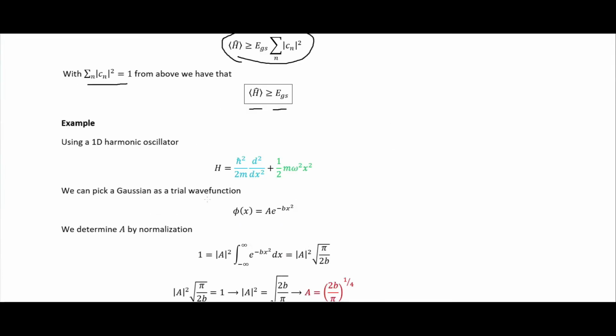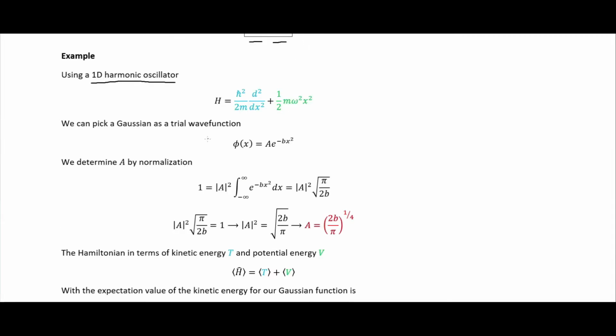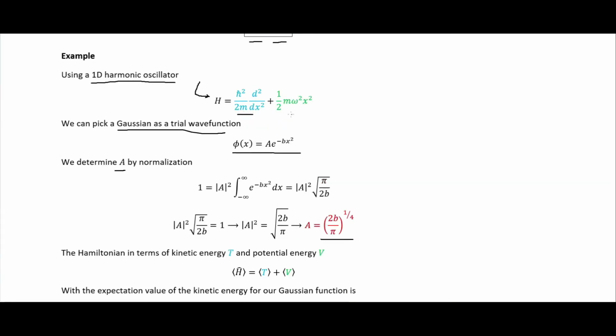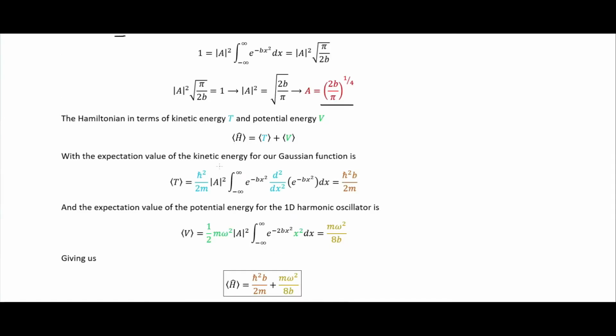If we want to look at an example, we can use the 1D harmonic oscillator. I do have several videos going through this in my quantum mechanics playlist, so I'll go through this a bit fast here. We have our Hamiltonian, it looks like this, and we pick a Gaussian as a trial wave function. This phi here is our trial wave function. We determine this A by normalization, and we get what I have here in red. Then the Hamiltonian in terms of the kinetic energy in blue and the potential energy in green is what I have up here. So we find those.